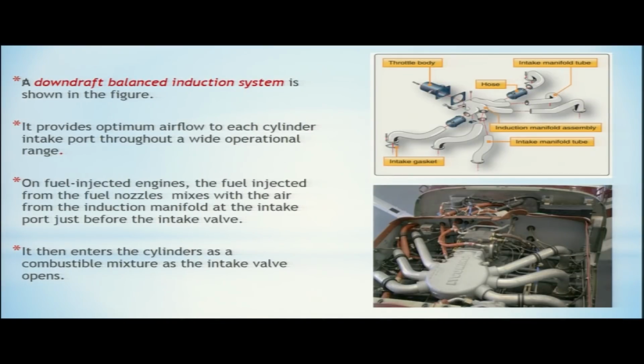In this figure you can see these are your intake pipes. Here you have your induction manifold, this is your carburetor or the fuel air control unit, and these are your manifold tubes. These are your intake manifold tubes, and this is your induction manifold. These manifold tubes go to each cylinder intake port. So the air is coming through this carburetor or the fuel air control unit, coming to the induction manifold, and from the induction manifold it is routed to different intake pipes.